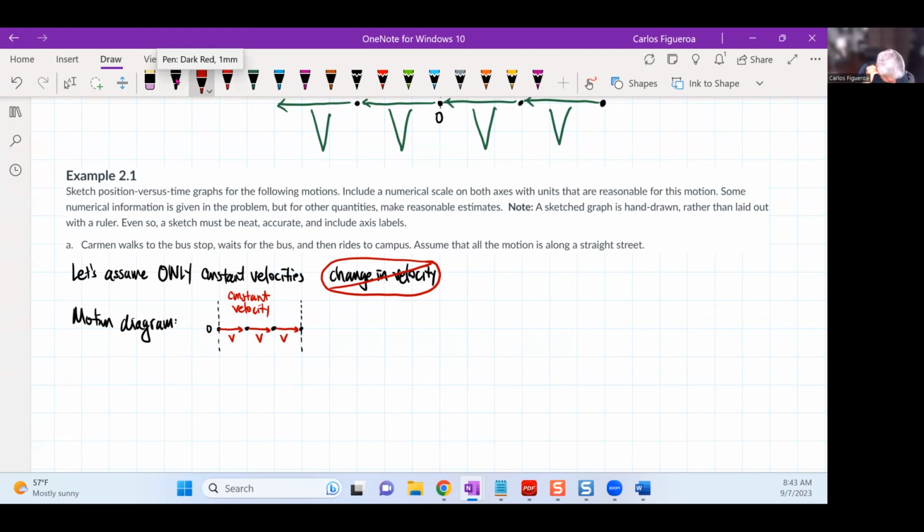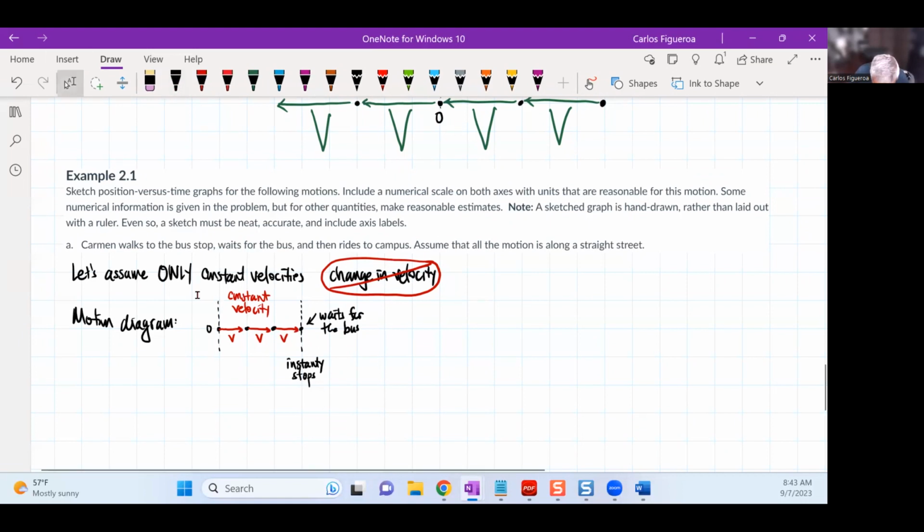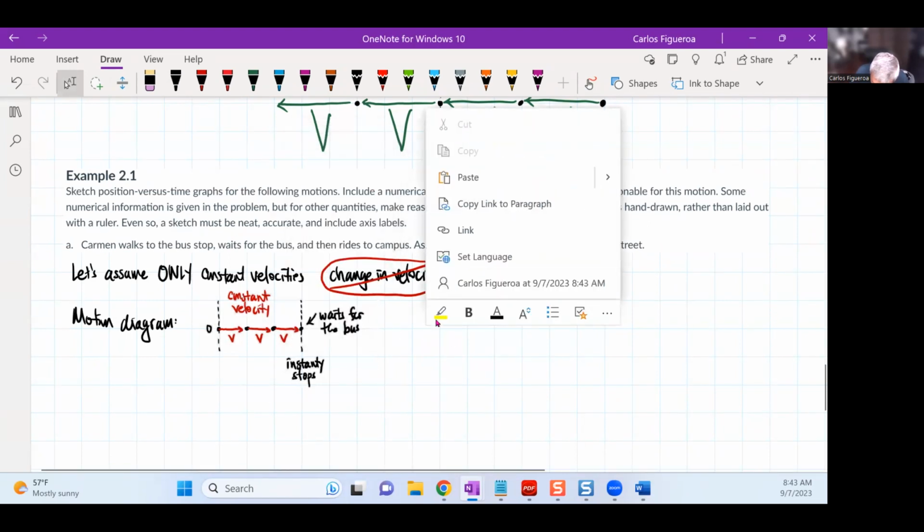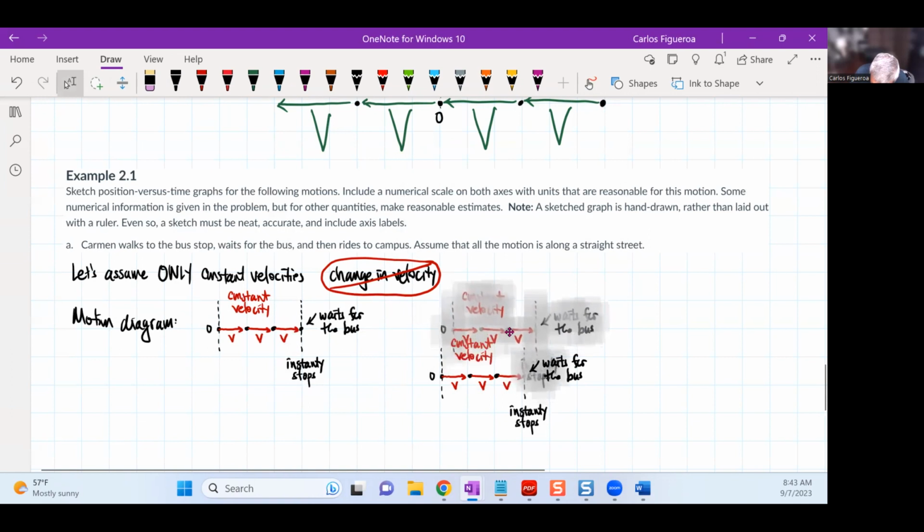Now, here's the crazy part. Right here, she instantly stops. She instantly stops right there. And what she does here is that she now waits for the bus, because that's what the question says. Now she hops on the bus. Now, typically, that's not the way I would draw this. So what I'm going to do here is that I'm going to copy this, and I'm just kind of putting information there.